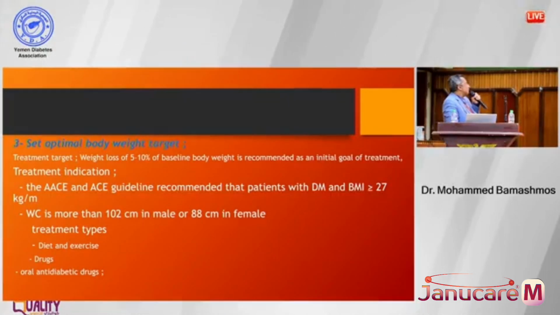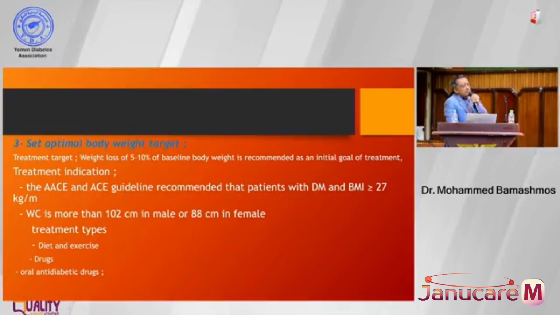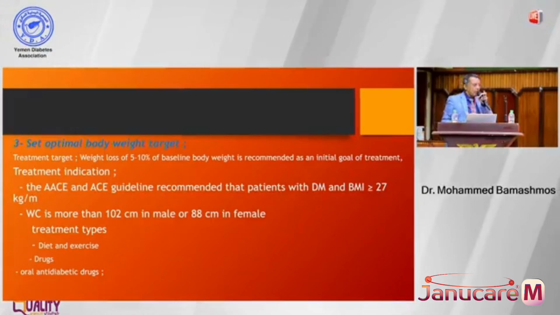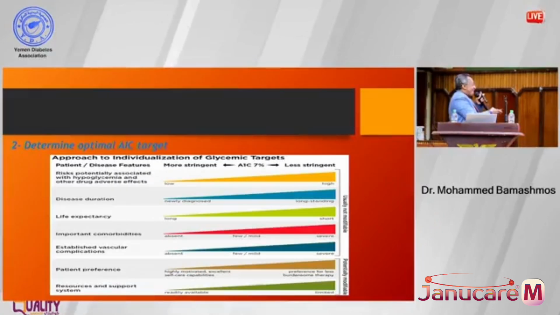The types of treatment: diet, exercise, and drugs. You have to start with the oral anti-diabetic drugs which have a beneficial effect in decreasing body weight. This includes sodium glucose-linked transporter 2 inhibitors, glucagon-like peptide-1 receptor agonists, dipeptidyl peptidase inhibitors, and to this extent metformin.